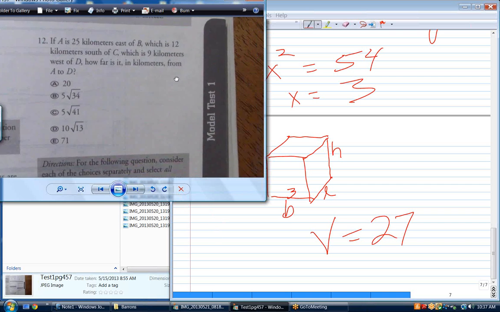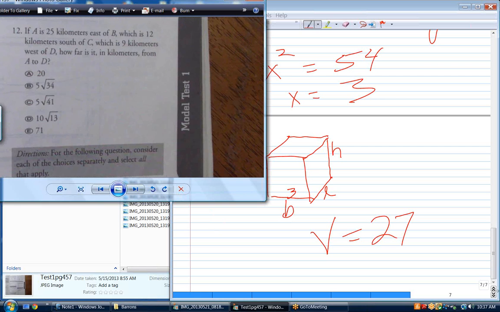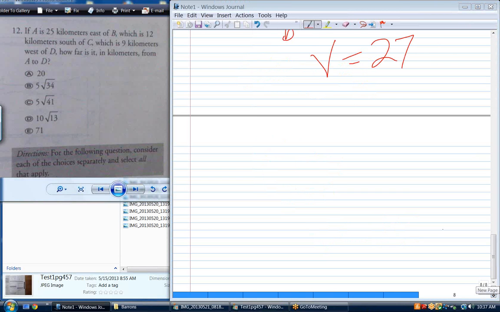Okay, let's see, number 12. Okay. Let's see. I'm sure what you're probably doing at this point is drawing a figure. Yes. Okay, good. That's exactly what you're supposed to do. So, okay, I'm going to make point B. And A is east of B, and it's 25. Hold on. You can do better than that, I know. A lot better. Wow.